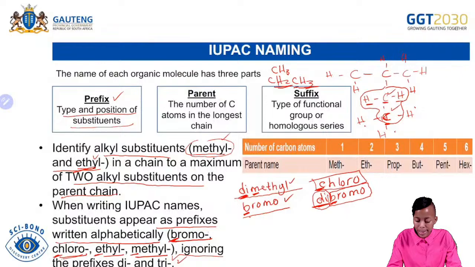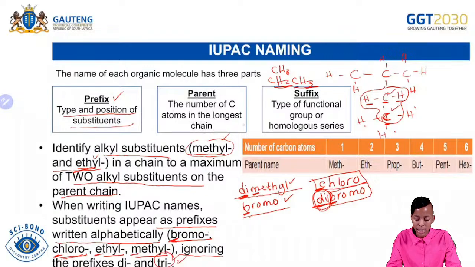Why? Because remember, the rule said that we need to ignore the di, as well as the tri. Tri means that you have 3. So it can be 3 of the methyls, 3 of the bromos, 3 of the chloros, or 3 of the ethyls. So tri basically means 3, and di means 2.